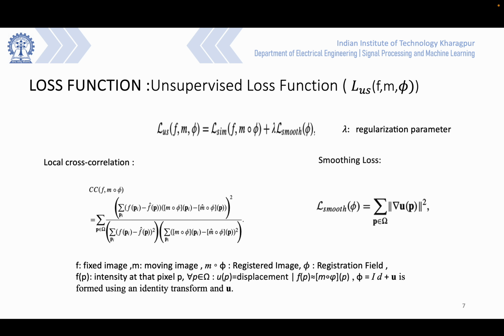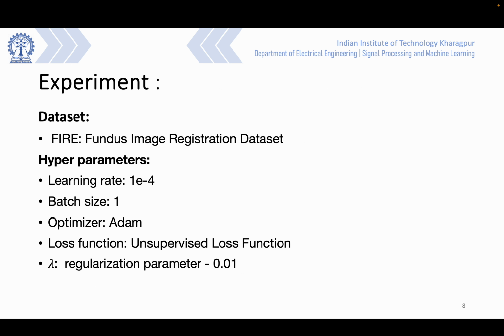The loss function which we use here is an unsupervised loss function, and it is mainly the addition of the similarity loss and the smoothing loss. For calculating the similarity loss, we are using local cross correlation loss. We can also use mean square intensity loss, and the other loss is smoothing loss. The formulas are as shown in the figure.